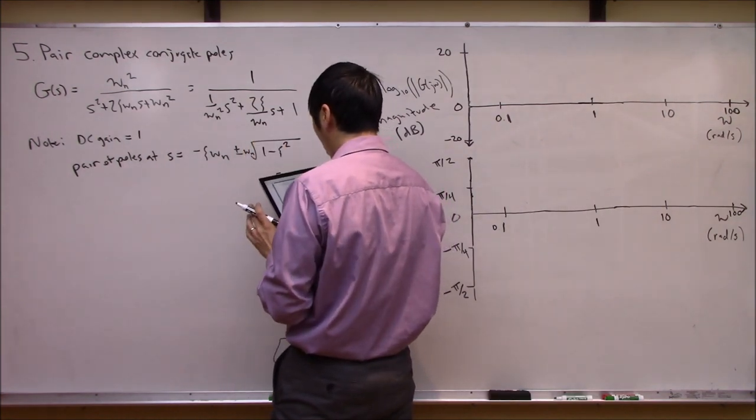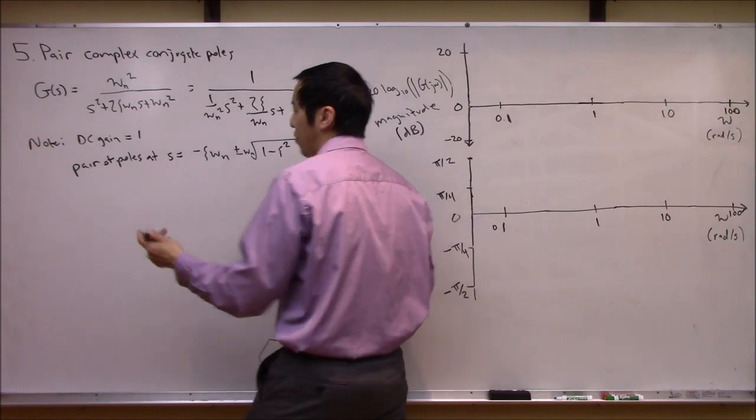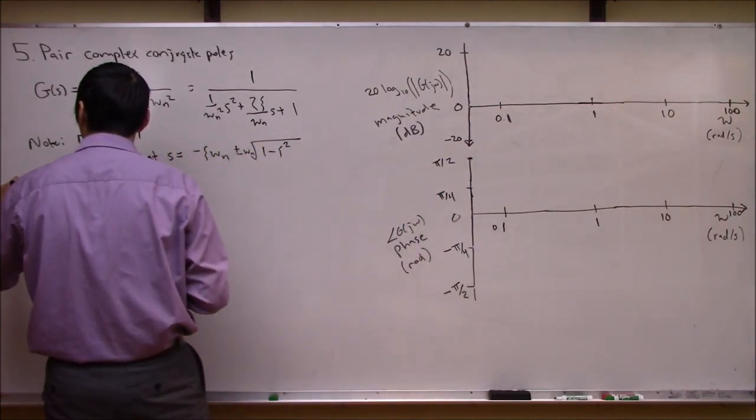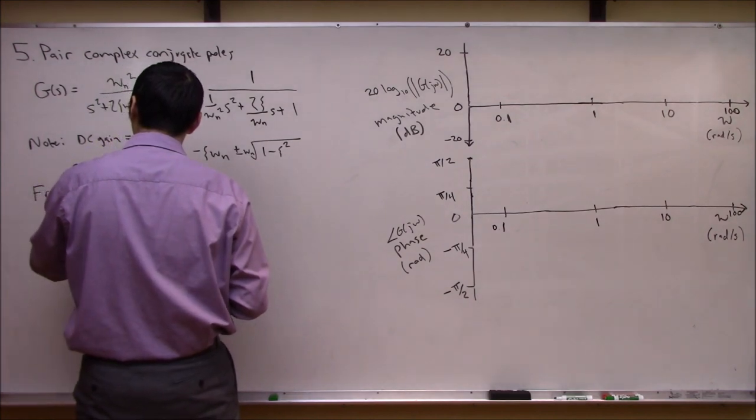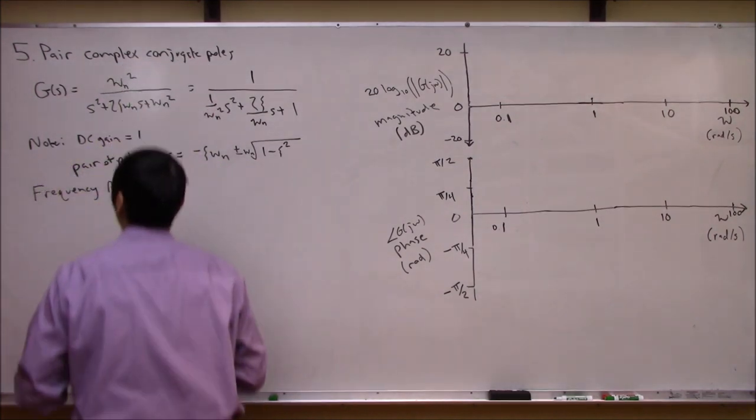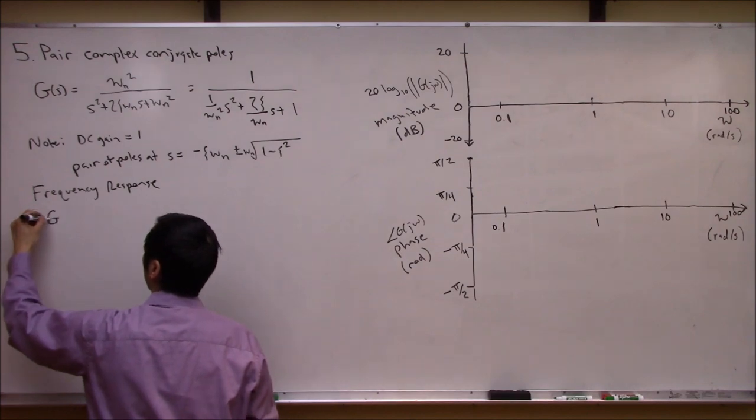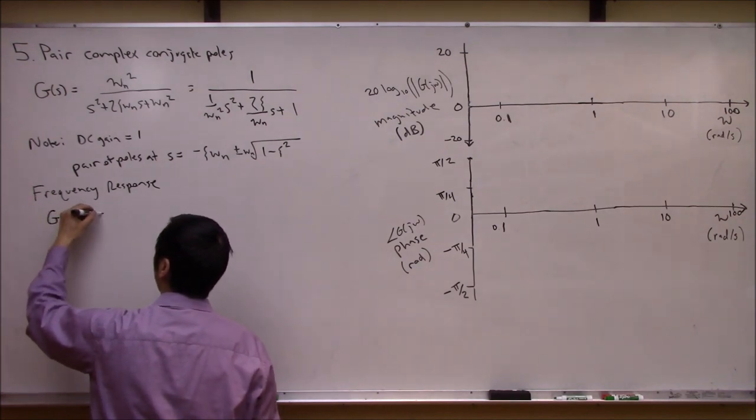All right, so now we're going to do the same thing that we've been doing for the past four components. Let's get the frequency response of the system. In other words, we're going to calculate G of j omega.